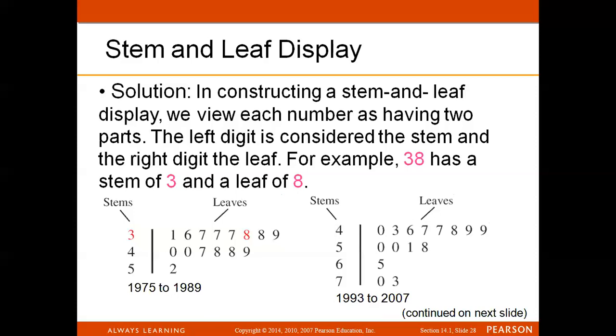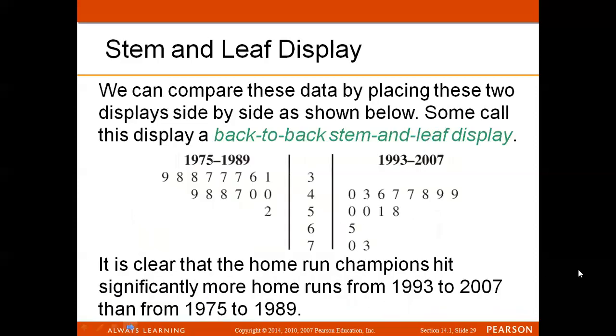On the left side, we can see the years from 1975 to 1989. And on the right, we see the years from 1993 to 2007. And in that stem, we needed a 4, 5, 6, 7. So the stems are slightly different. We can compare these data by placing these two displays side by side as shown below. Some call this display a back-to-back stem and leaf display.